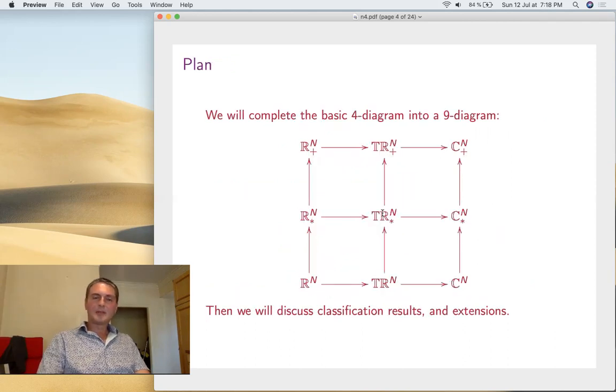Now, as the plan for today, so I have these 4 examples at the corners, Rn, Rn plus, Cn, Cn plus. So look for intermediate things between classical and free, and there will be something that we denote with a star called half classical geometry. Of course, both in the real and the complex case. And then we'll look for hybrid things between real and complex. And here also there's a standard choice. You multiply the real thing by a copy of T. So that's how we'll end up with the 9 diagram.